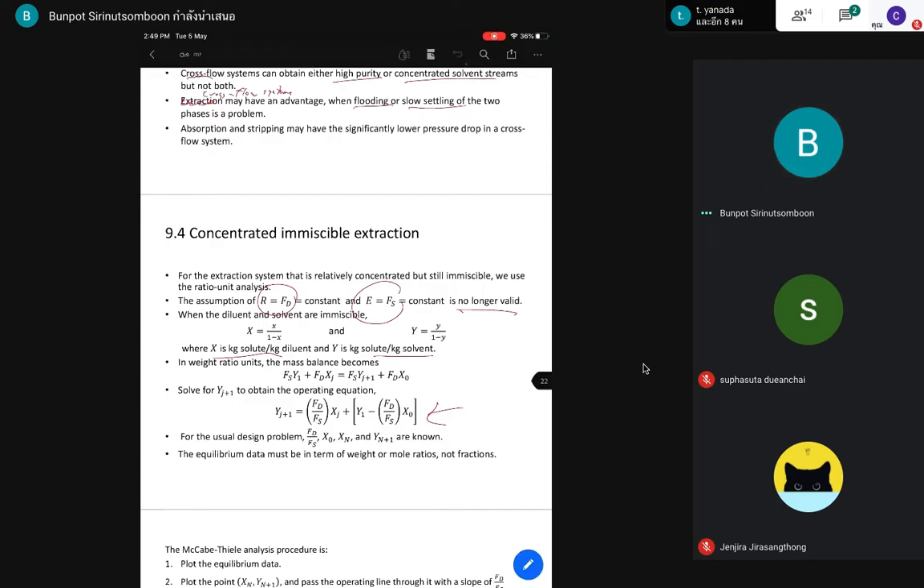So assume that the flow of diluent and the flow of solvent are constant, but R and E are not constant, because there's a transfer of the solute from one liquid to another. So R and E are not constant, but we still assume that FD and FS are constant, for a concentrated system.